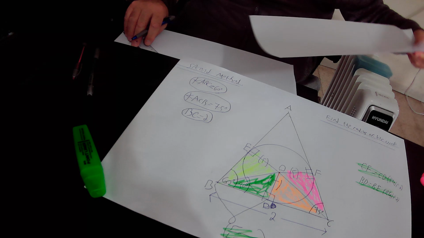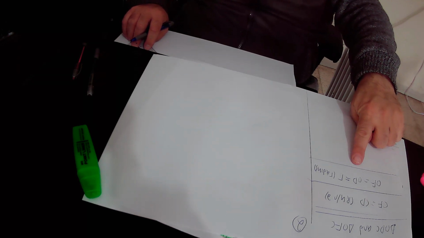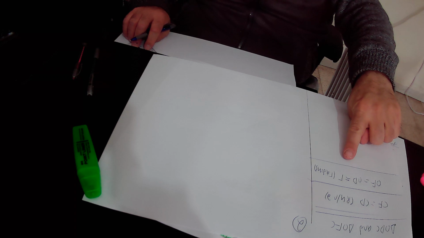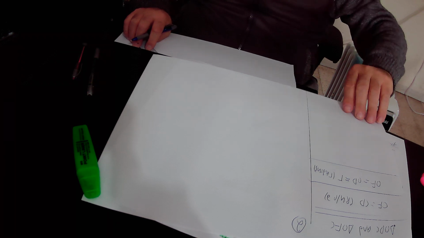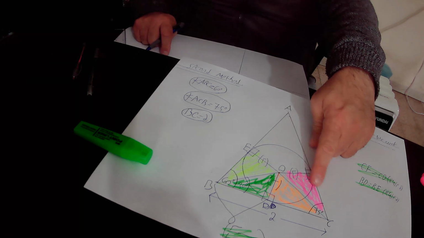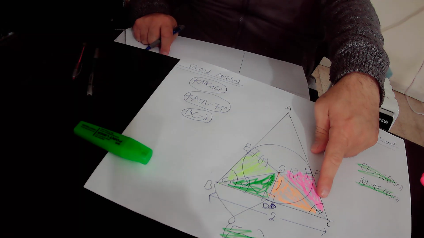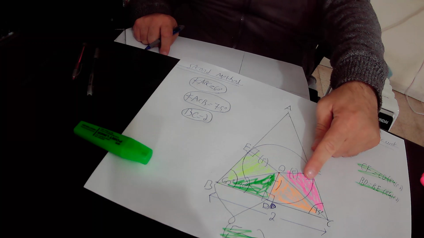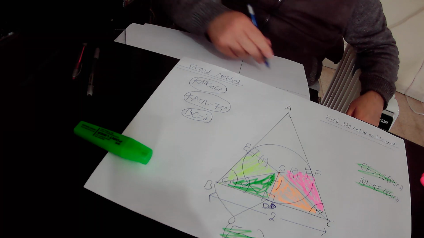Repeat again. Side OF of the pink triangle equals side OD of the orange triangle. They are both the radii of the circle. Each of them is equal to R, the radius of the circle. And finally, this is side OC. It is a common side that belongs to both triangles. Therefore, we can write down that OC equals itself, a common side that belongs to both triangles.